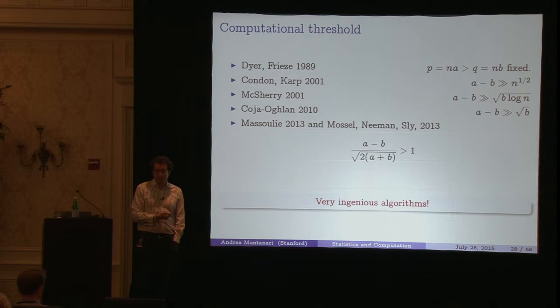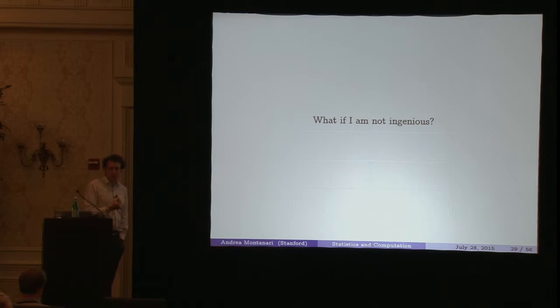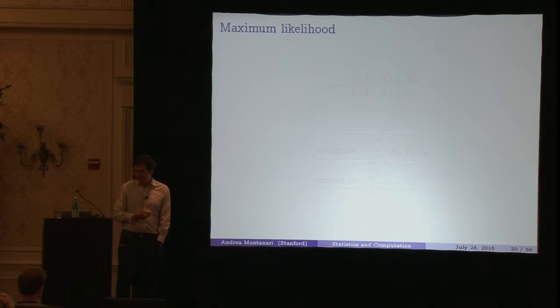So this begs the question, what if I'm not ingenious? This is not just an academic question. First of all, I'm not ingenious, and second, after all, we know that these models are all false, right? So you want an algorithm that is robust with respect to the distribution of your graph, right? Something that is a bit generic.